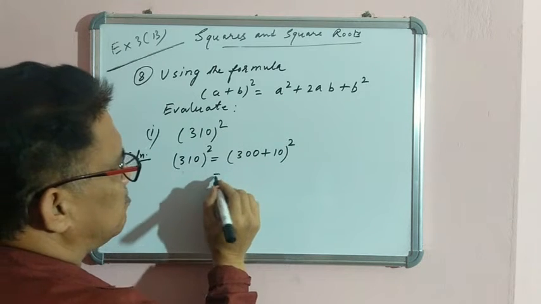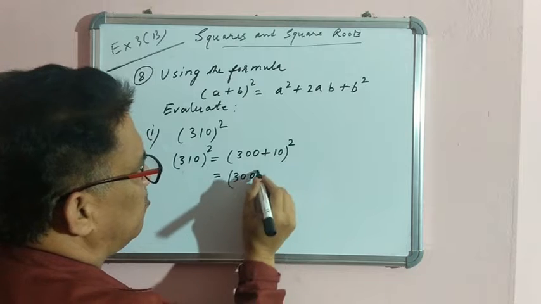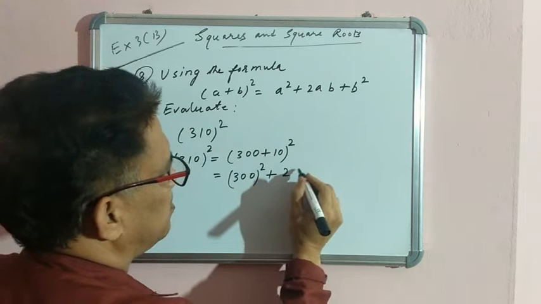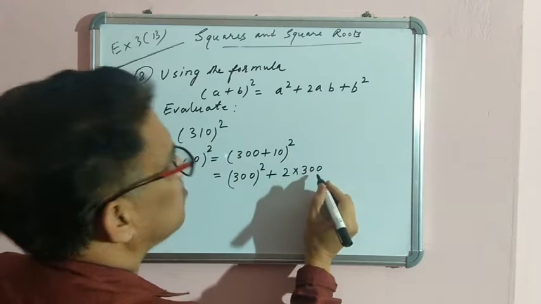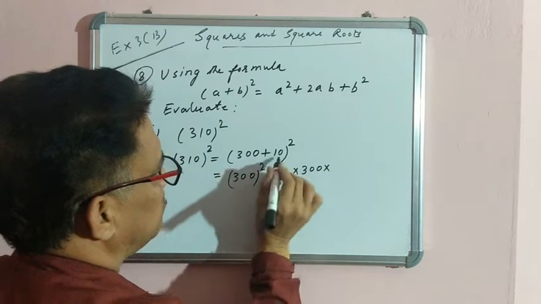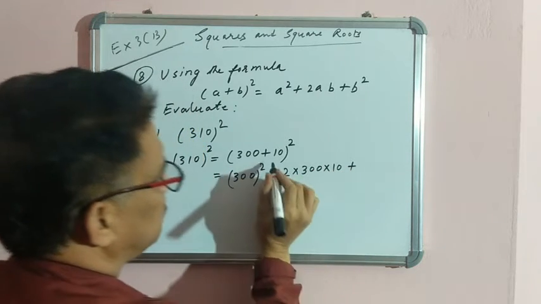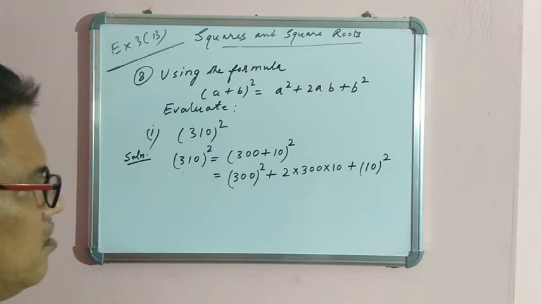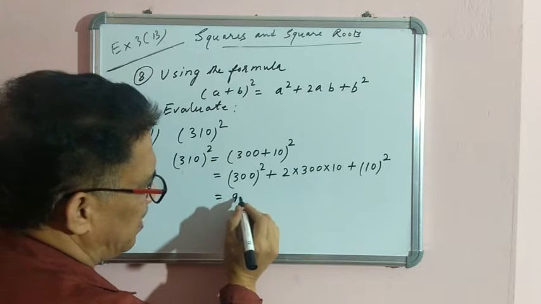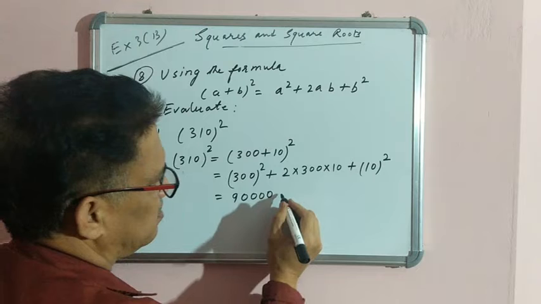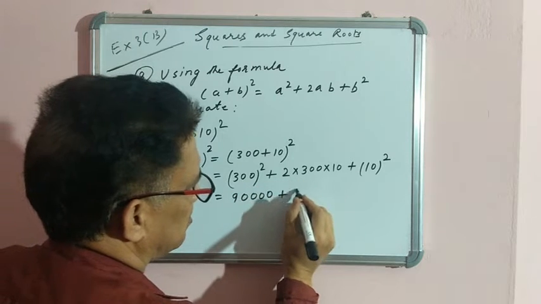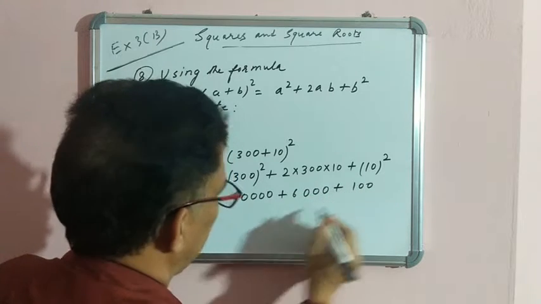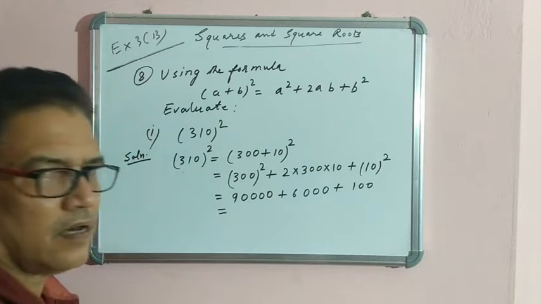Now this is equal to 300 whole square plus 2 into a, the value of a is 300, so 2 into a into b, b is 10, plus b square, that is 10 square. Now we will solve it. 9 with 4 zeros, plus 6 with 3 zeros, plus 100. Now we will add it, then we will get the answer.